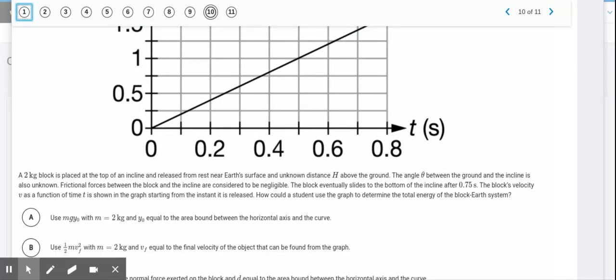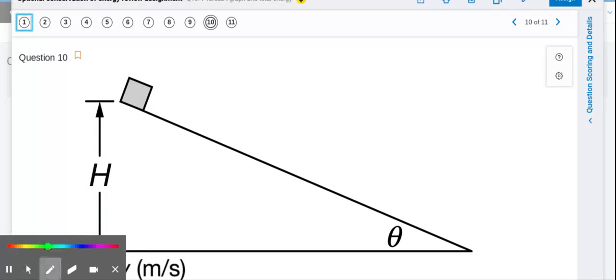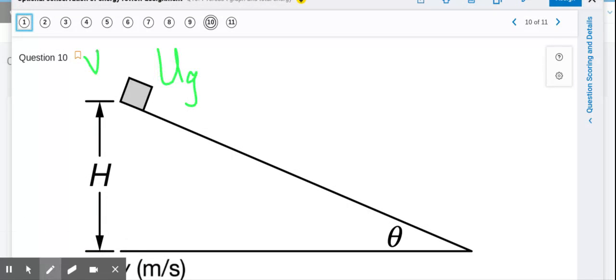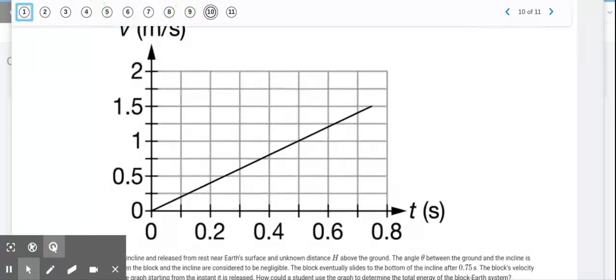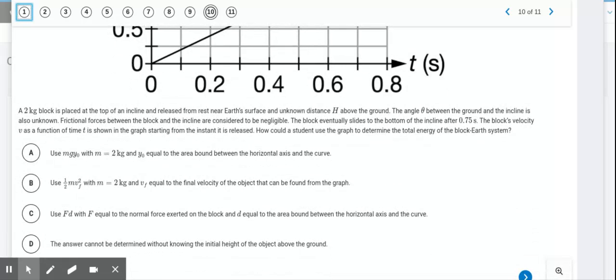All right, guys. So we've got this 2 kilogram box on top of the incline, released from rest. Great. So we know we've only got UG because V1, we'll call it 1, equals 0. It's an unknown distance. The angle theta is also unknown. Frictional forces between the block and the incline are considered negligible. The block eventually slides down to the bottom of the incline after 0.75 seconds. The block's velocity v as a function of time is shown in the graph starting the instant it's released. How could you use the graph to determine the total energy of the block-Earth system?